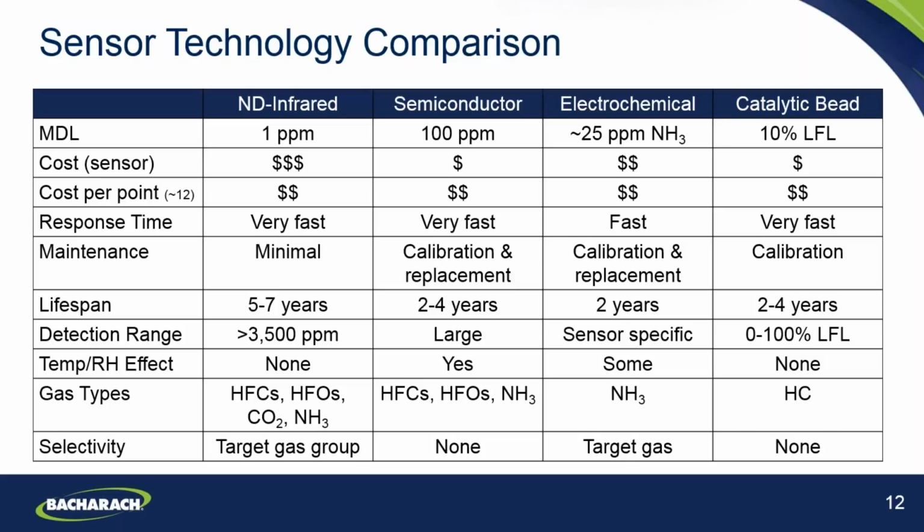Selectivity we mentioned earlier again, but just to highlight that, the infrared sensors and electrochemical sensors are very selective and are looking at a very specific gas or group of gases. Semiconductor and catalytic bead sensors are not selective in any way, and they will respond to any reducing gas in the case of a semiconductor sensor, or to any flammable gas in the case of a catalytic bead sensor.